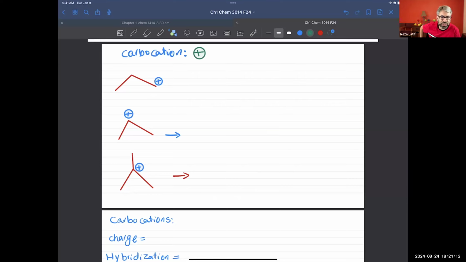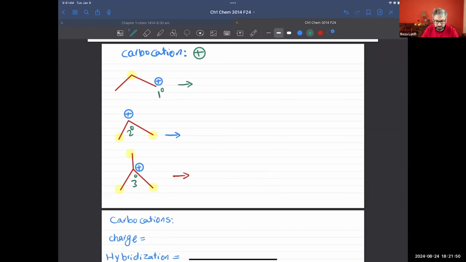Now, what do I have here? I have a carbon attached to only one more carbon. If the carbon with the positive charge is attached to only one neighbor carbon, we call it primary. If it's attached to two of them, we call it secondary. And if it's attached to three carbons, we call it tertiary. Okay, tertiary carbocation. And remember, for carbon, in order to make it octet, we need to add hydrogen.